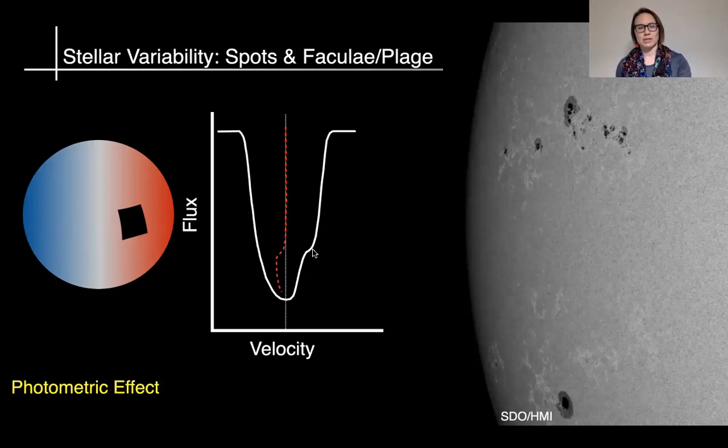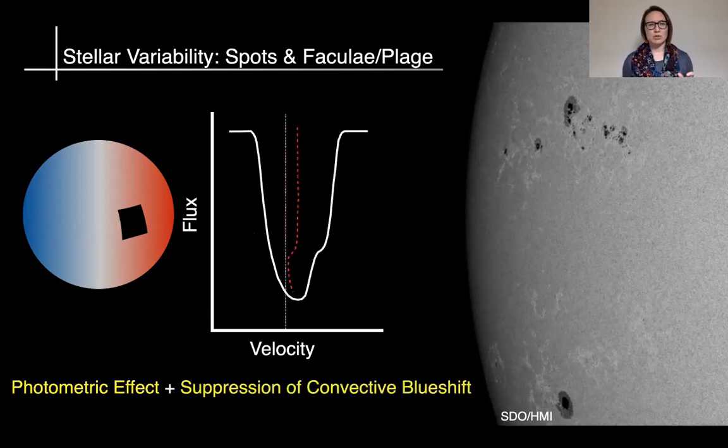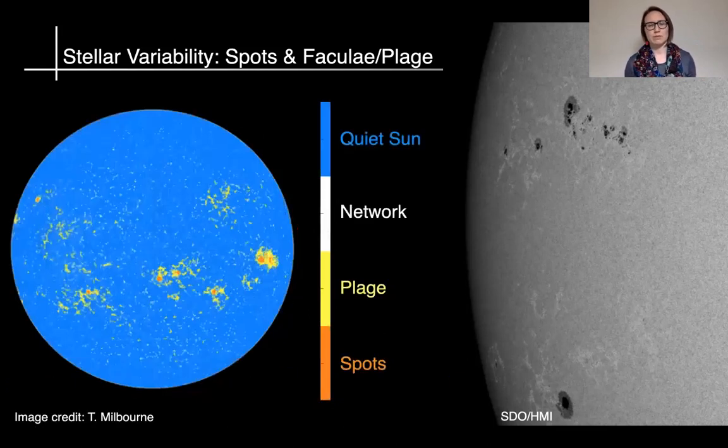And you can see you've got this funky asymmetry now because of the brightness difference. So if you were to go ahead and try to measure the velocity of this line, chances are you're going to get the center of light wrong, and you're going to measure a spurious velocity. Now, in addition to the asymmetry change from the brightness, there's asymmetry changes because you've changed the convection. And there's also a net redshift because you've suppressed those blue shifted granules. And so you get both a photometric effect and a suppression of convective blue shift effect.